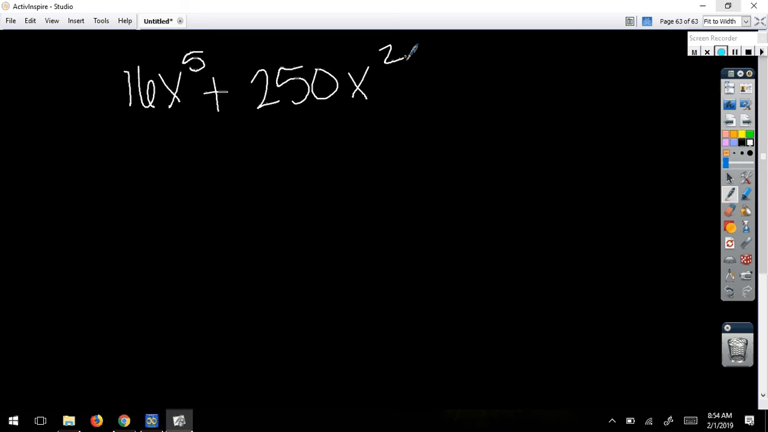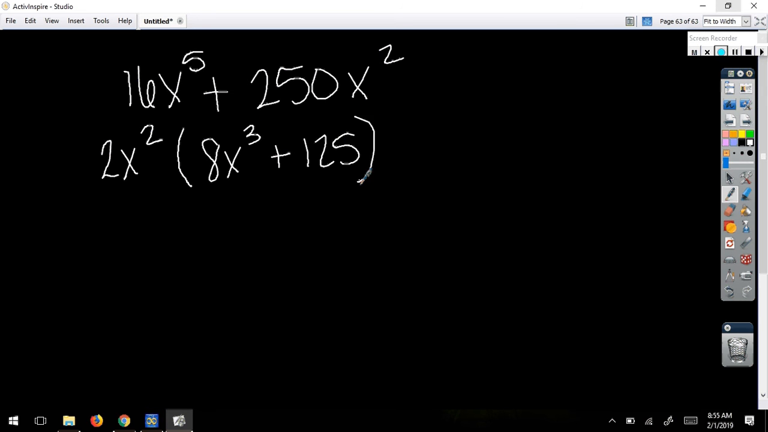What else are they divisible by? I know they're both even. Hey, what about 2? Okay, so let's take out 2x squared. And what's left in parentheses when I do that? 8x cubed. Third. 125. I see something. I see a perfect cube. I see two perfect cubes.